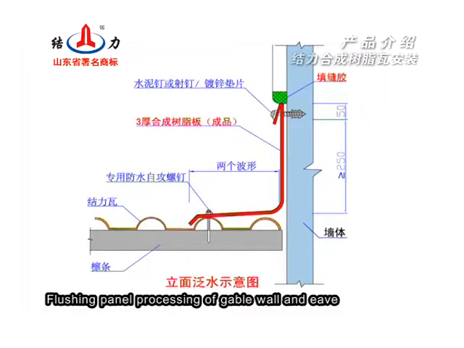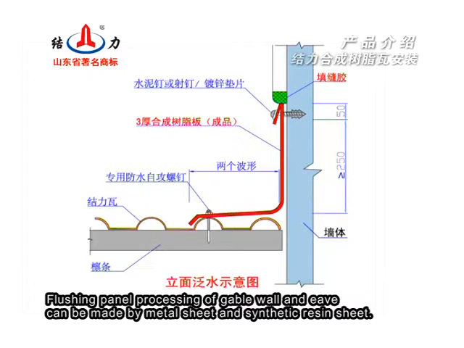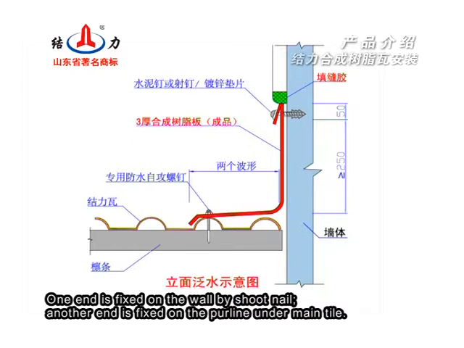Flushing panel processing of gable wall and eave. It can be made of metal sheet and synthetic resin sheet. One end is fixed on the wall by shoot nail, and the other end is fixed on the purlin under the main tile.